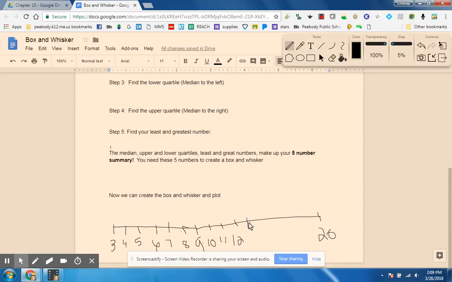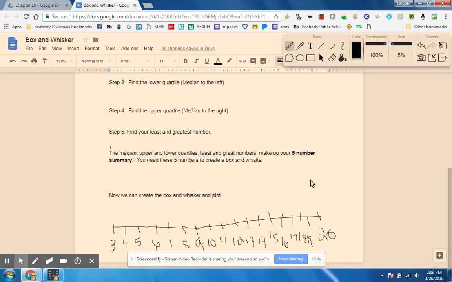Especially since all of a sudden my mouse has like a huge red circle, and I don't know why, because I never put that on here, but that's all right. 15, 16, 17. All right, and make sure you're doing it with me. 18, just about fit it there. Okay, 19 and 20. So now here's how you make your box and whisker plot.